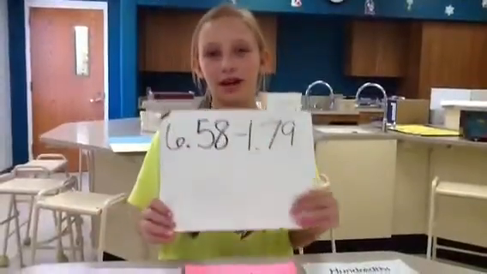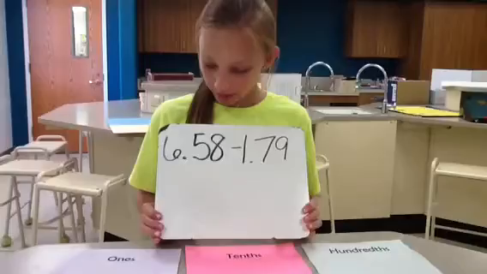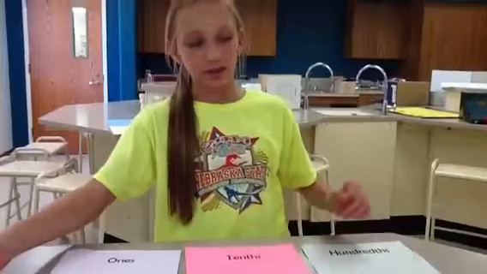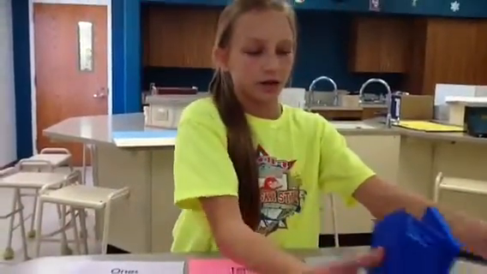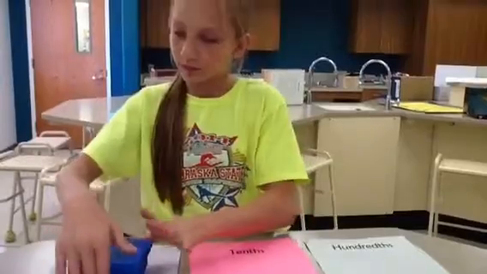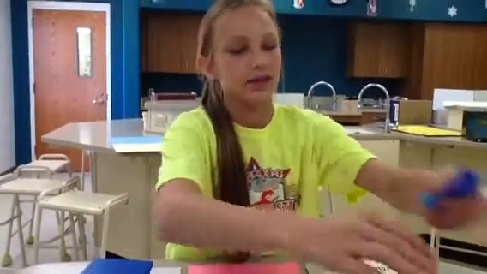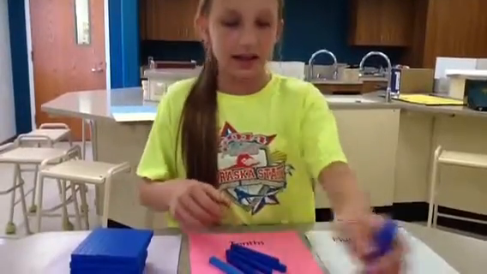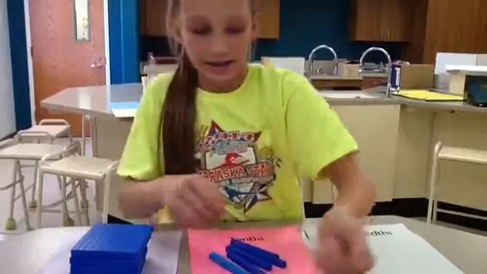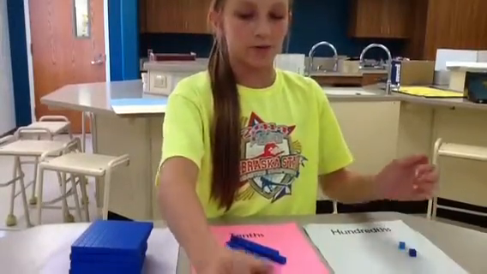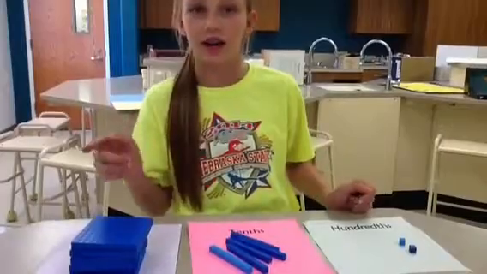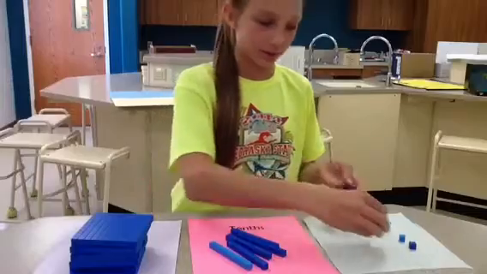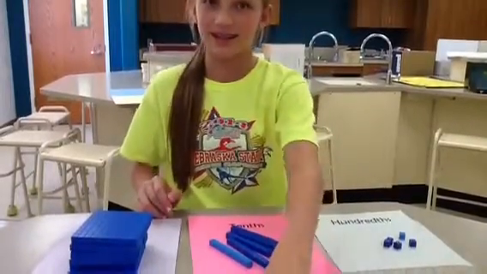So now we're going to be subtracting decimals, and our problem is 6 and 58 hundredths minus 1 and 79 hundredths. And so we're going to start out with 6 in the ones, 5 in the tenths, and 8 in the hundredths. Now remember, it's hundredths, not hundreds, or tenths, or ones. It might sound funny trying to pronounce them all, but it's how it's supposed to be.